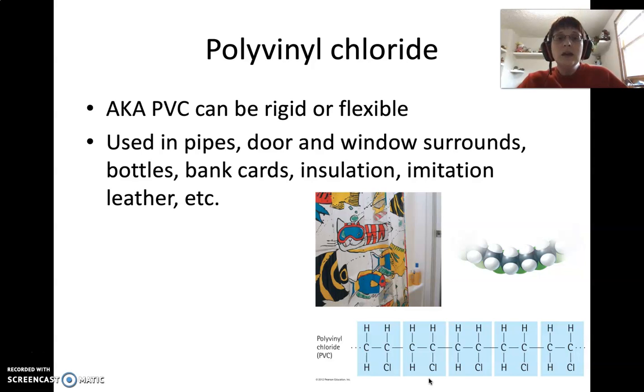But also we make insulation and imitation leather out of polyvinyl chloride. So if you have vegan leather, it's actually made out of polyvinyl chloride, as well as you can see in the picture here, shower curtains. So it's a very versatile type of polymer.